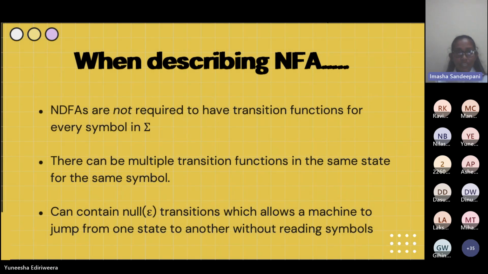When it comes to defining NDFA, it is not necessary to have exactly one transition function for every input symbol in sigma. Because of this, NDFA can have multiple transition functions in the same state for the same symbol. Additionally, NDFA can use null transitions, which are indicated by the epsilon symbol. Null transitions allow the machine to jump from one state to another without having to read the symbol. Now, Gene will use an example to show you how to apply the things we learned so far to describe NDFA.